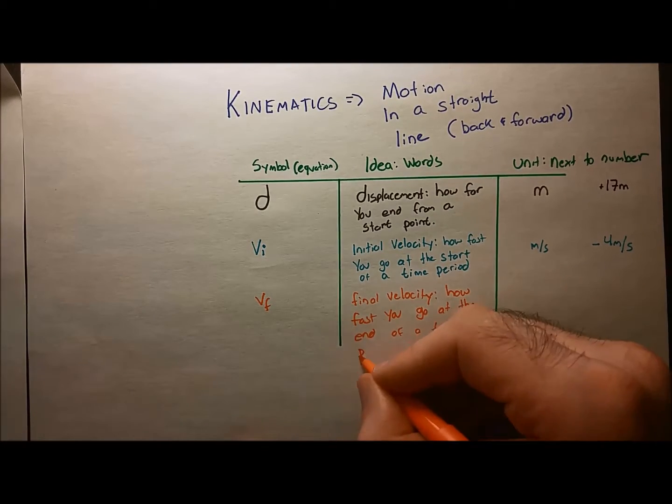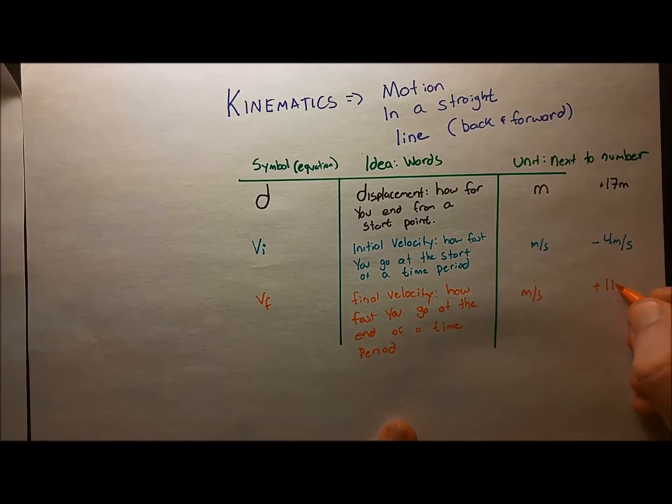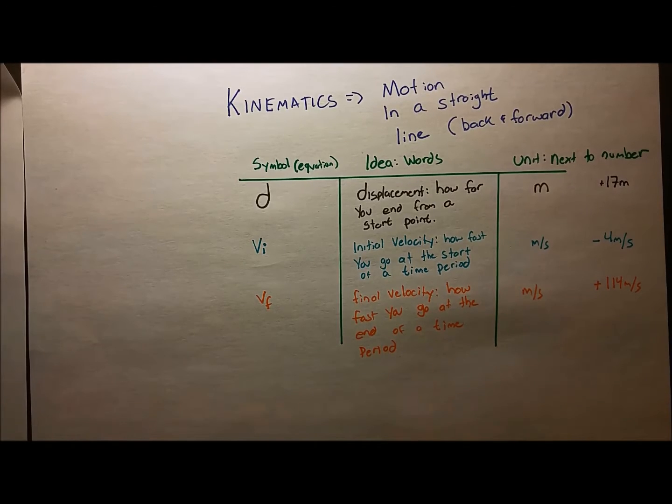And just like initial velocity, it's measured in meters per second. And the example would be positive or negative 114 meters per second.